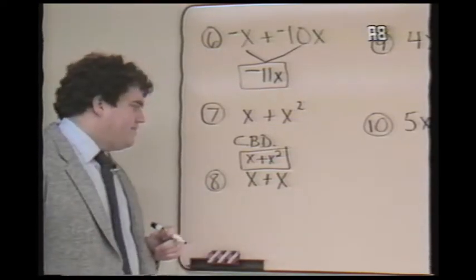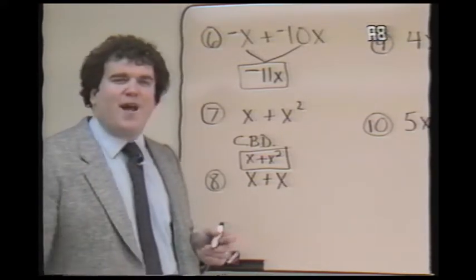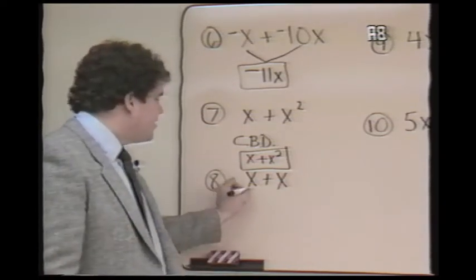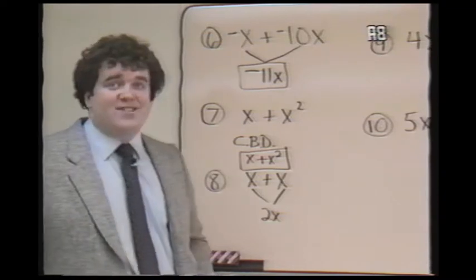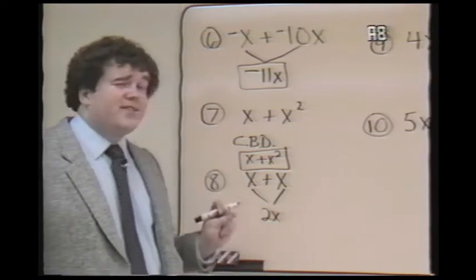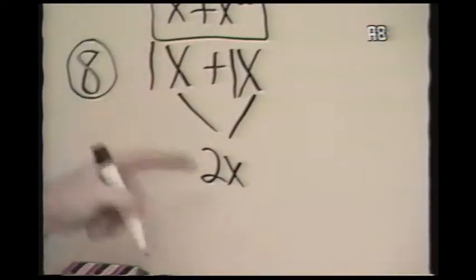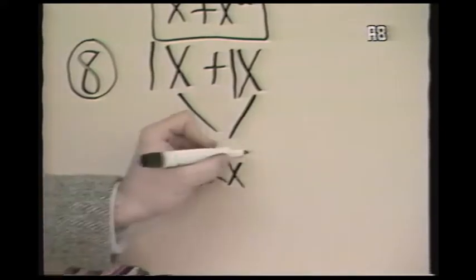Problem number 8, x plus x. I always like this one. I always give it over and over again. Remember, x plus x is 2x. It is not x squared. X plus x is 2x because that's the same as 1x plus 1x, and 1 plus 1 is 2. 2x is what we get.